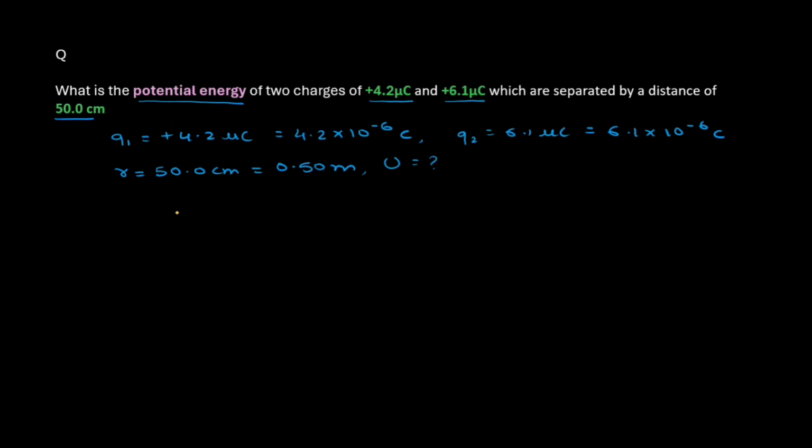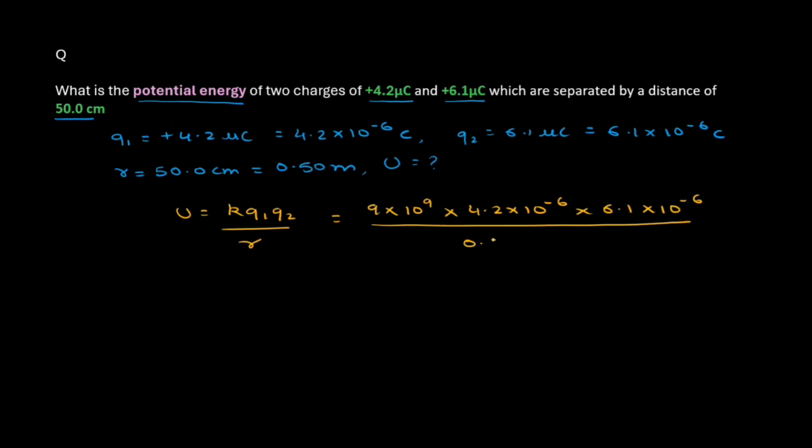So again, we can write potential energy U to be equal to k Q1 Q2 over r, which is 9 times 10 to the power 9, Q1 is 4.2 times 10 to the power negative 6, Q2 is 6.1 times 10 to the power negative 6, over r, which is 0.5. And when you solve this, you get potential energy U to be equal to 0.46 joule.